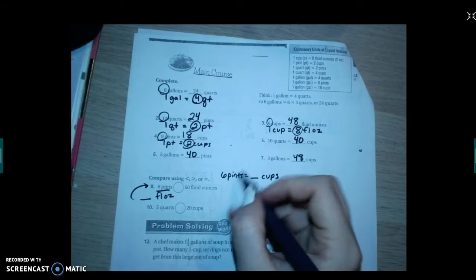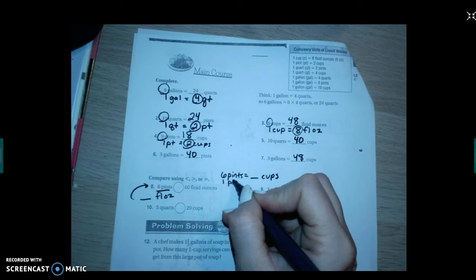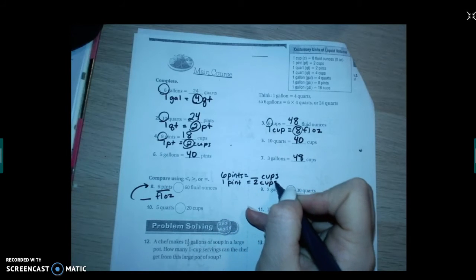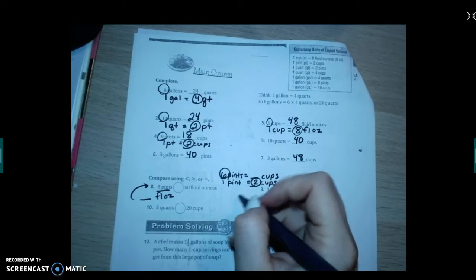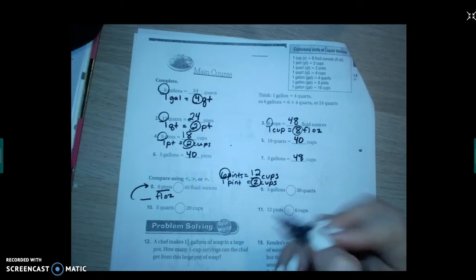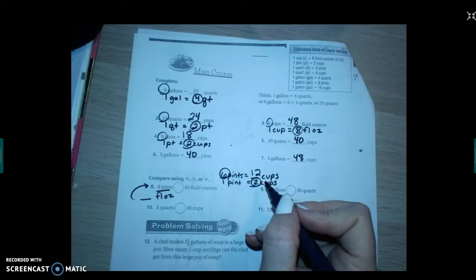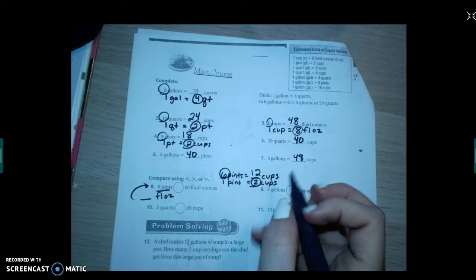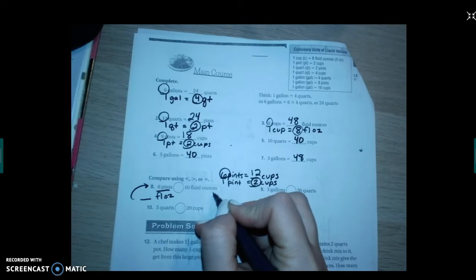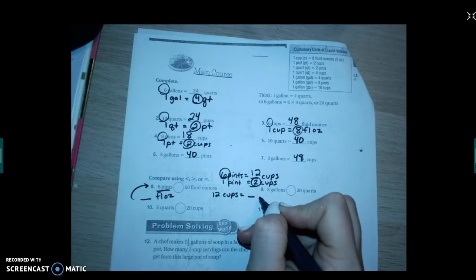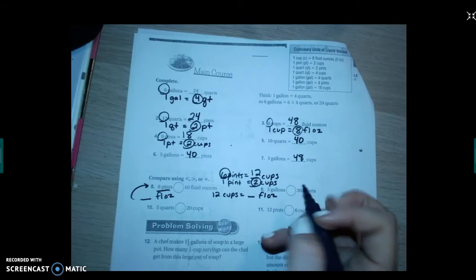Well, I know that 1 pint equals 2 cups. So 6 times 2 is 12. So 6 pints equals 12 cups. So now I can take those 12 cups and convert them to fluid ounces. 12 cups equals how many fluid ounces?